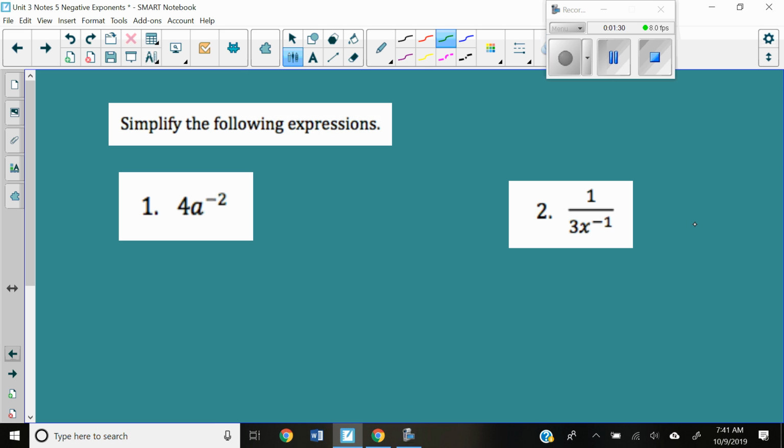So you always want to look at it and ask yourself, well, what part has the negative exponent? So in the first problem here, just the a does. So the 4 stays. Let's try again. Just the 4 stays where it is. The a is going to move, and it becomes positive. And there's our answer. So if we look here in problem 2, just the x is going to be the one with the negative exponent. So the x is going to move to the top, and the 3 stays where it is.